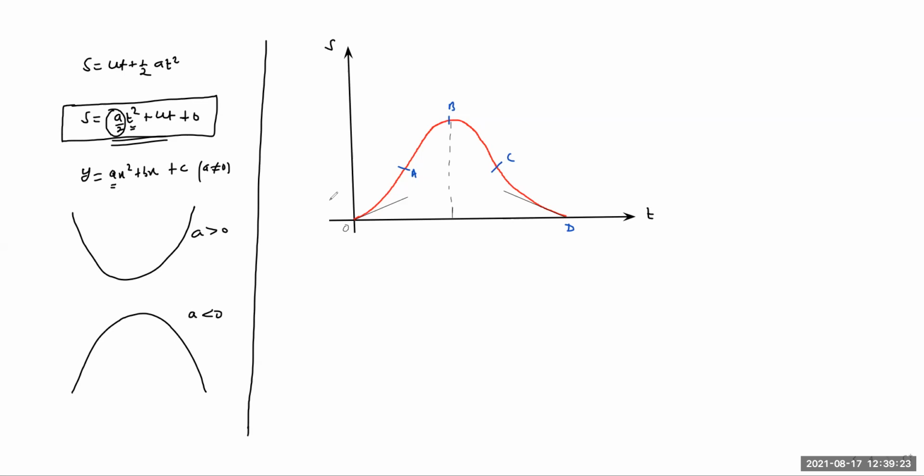Don't go for mathematical stuff. Just go for the common sense, like a normal common sense. Now you tell me, from O to A, the steepness will grow or decrease. That's it. O to A, my slope will increase or not. Increase. That's right.